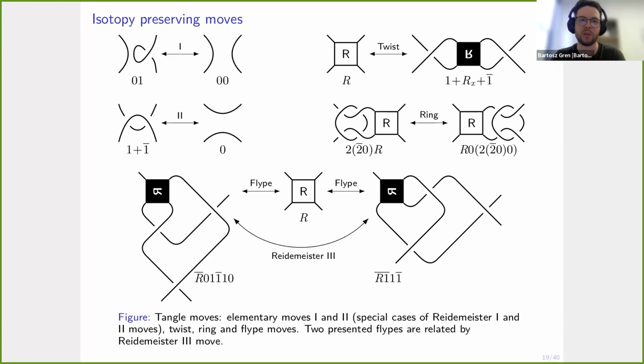If you look at the left top part of the slide, it's simply the first and second Reidemeister move. But on the right side and at the bottom, twist and flips are compositions of the second and third Reidemeister move, and ring move 2 is a composition of the second and third Reidemeister move. So our assumption is that 2 tangles are isotopic if they are related by these moves.